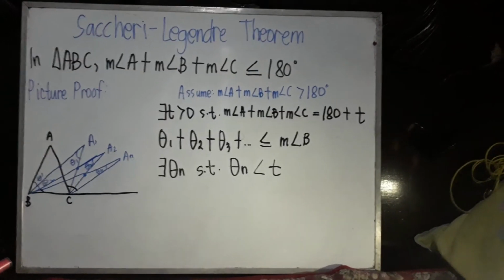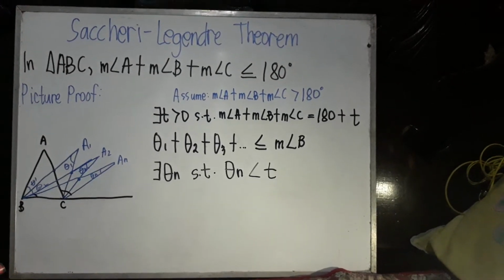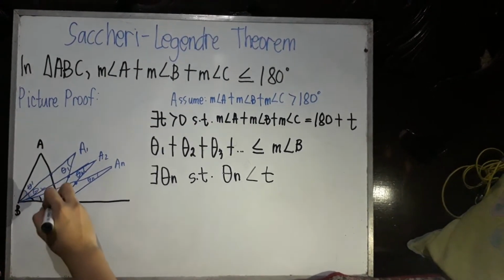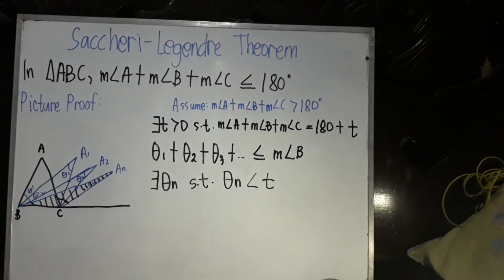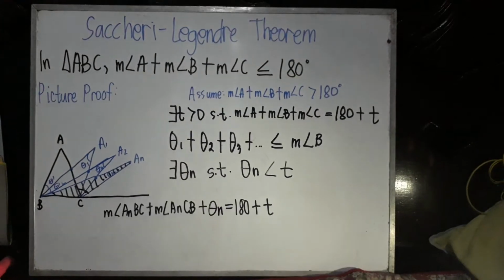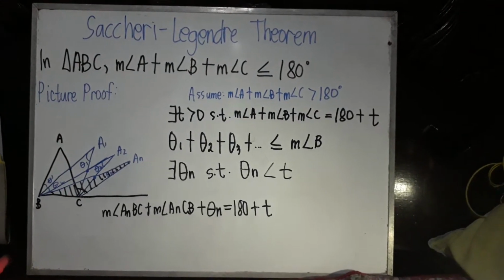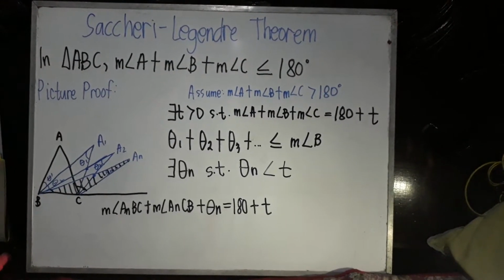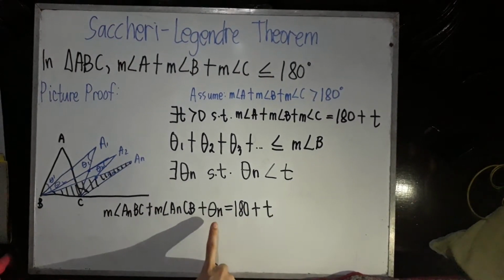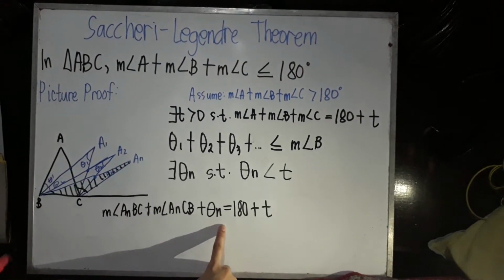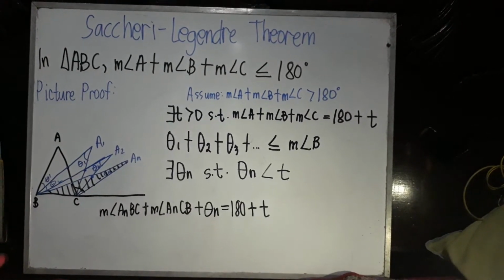So we have the last triangle, but you can keep doing it. Let's focus on that triangle. Remember that the angle sum is preserved. So the measure of angle A sub n B C plus the measure of angle A sub n C B plus theta n should be equal to 180 plus t, because this is an angle sum preserving construction.